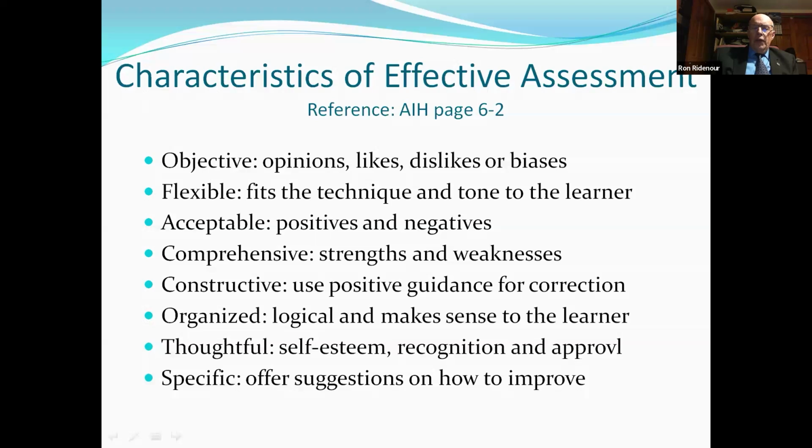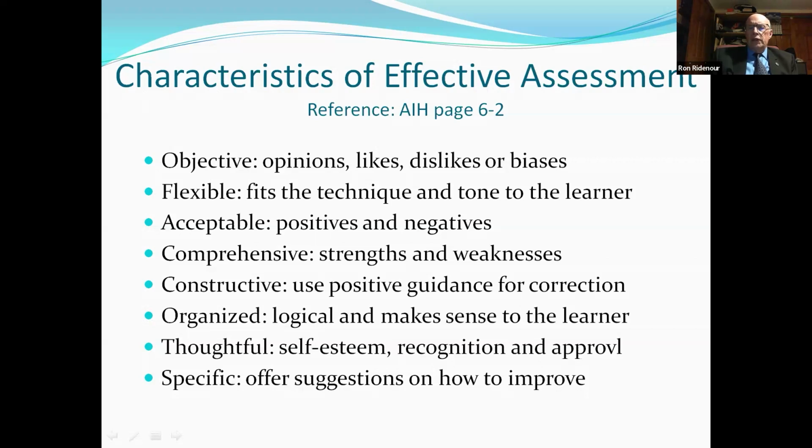One of the characteristics has to be objective. It can't be your opinion, your likes, your dislikes, your biases. The instructors, that is what I'm talking about. They have to be objective, and the way to be objective is to evaluate based on criteria that you can point to, that should be consistently evaluated by. So try to be objective in your assessment or your evaluation.